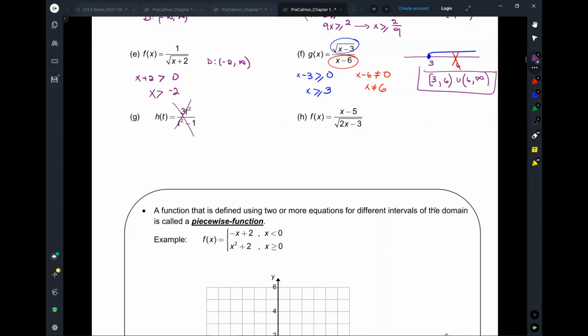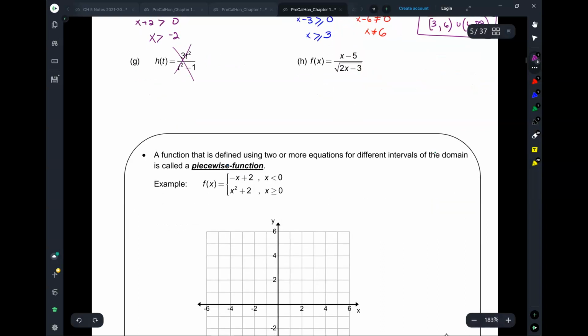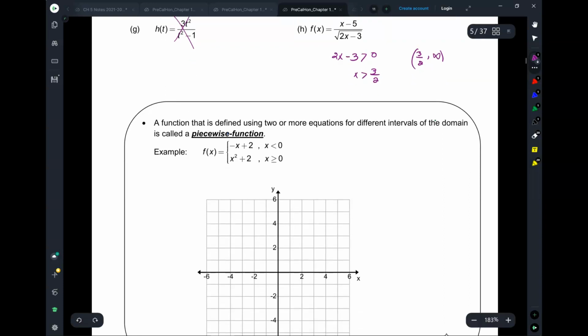Look at this one. The numerator here, not a problem. The denominator, problem. What am I going to do? 2x minus 3 greater than 0. So x is greater than 3 over 2. So it's 3 over 2 to infinity. Okay? That's the speed version of that.